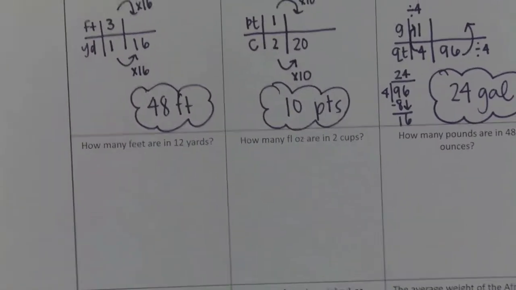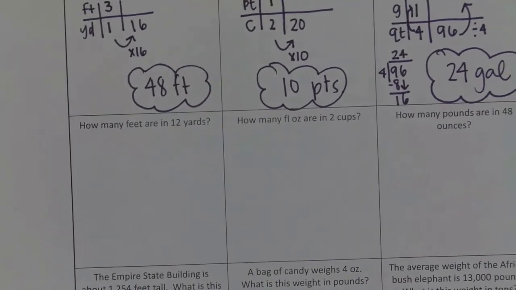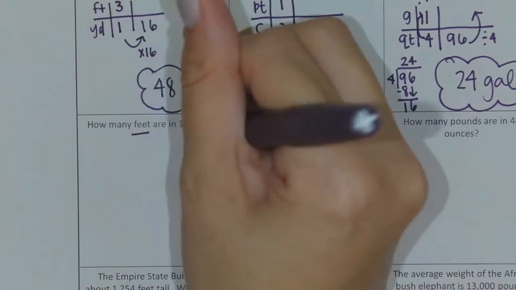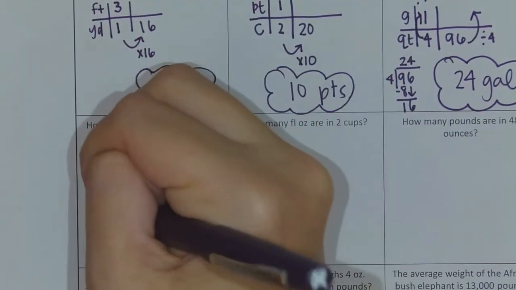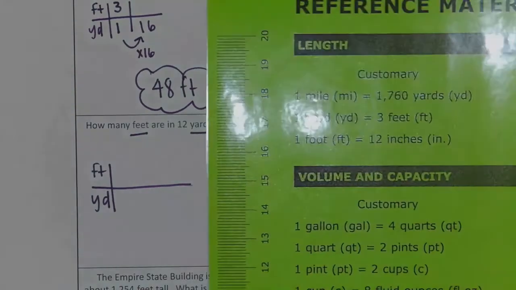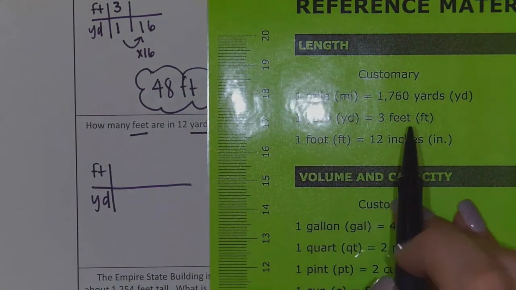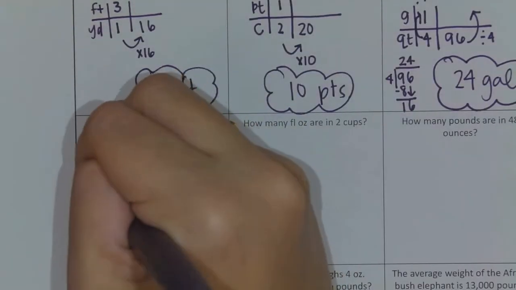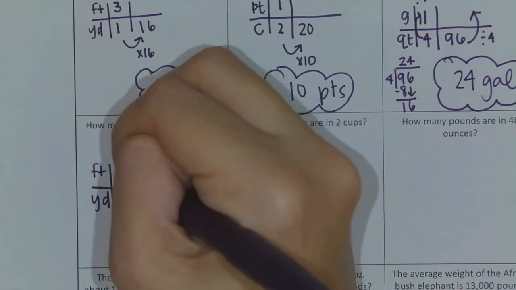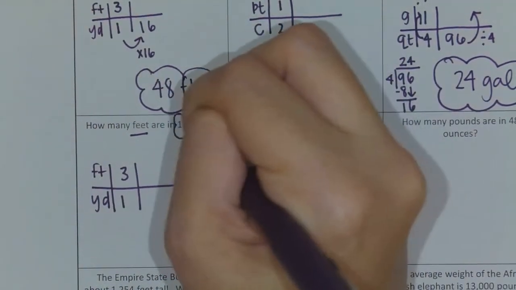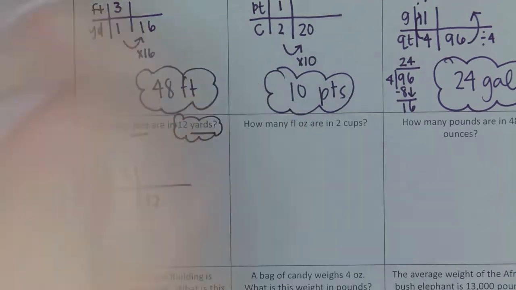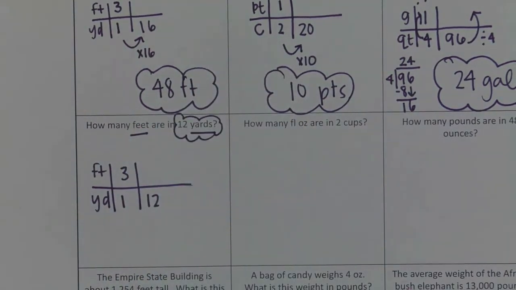Our next one says how many feet are in 12 yards. So my best friends here are feet and yards. So I'm going to set up my table with my labels. I know that my star chart tells me that 1 yard is equal to 3 feet. So that's 1 yard, 3 feet. And what I know is that I have 12 yards. So I'm going to put a 12 down here at the bottom.